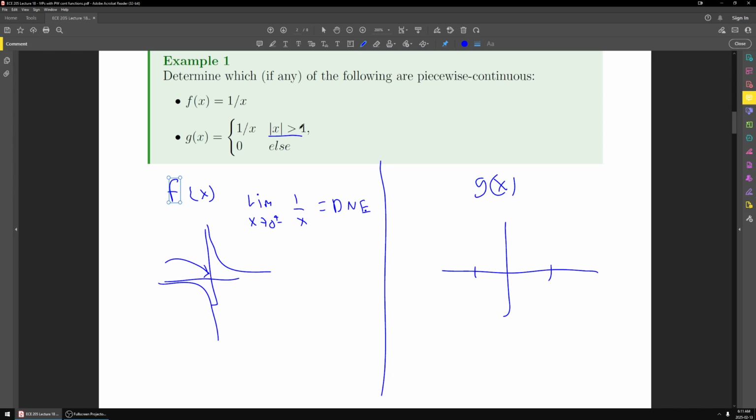And if I am bigger than 1 or less than -1, then I look like my 1 over x function. So since I had this inequality here, this guy gets my circle, and I get this. Over here, I've got a little circle, and I get this. And in the middle, I have solid line, 0, solid line.